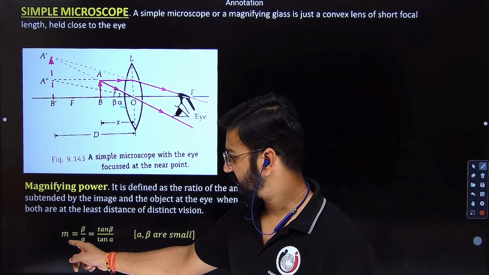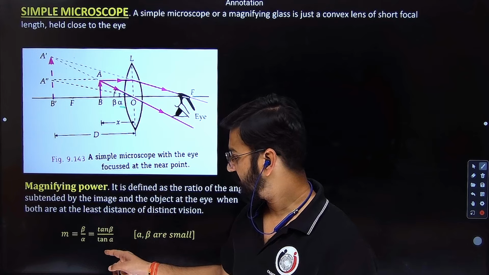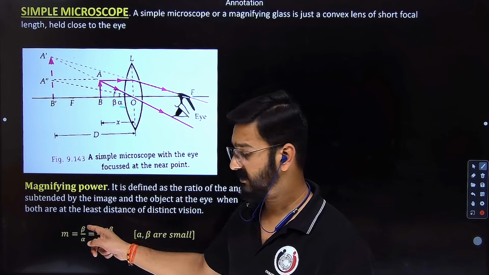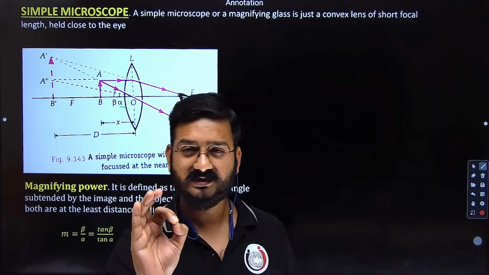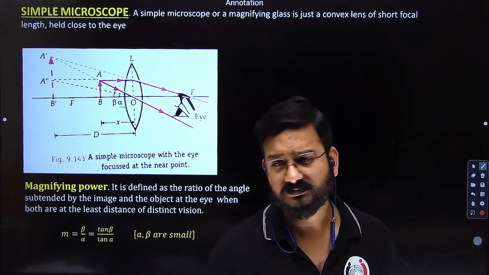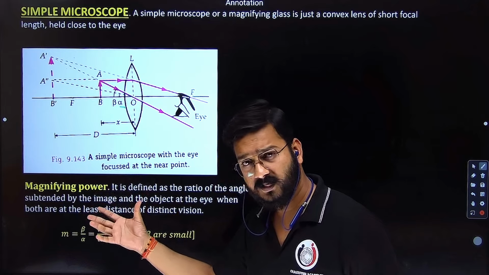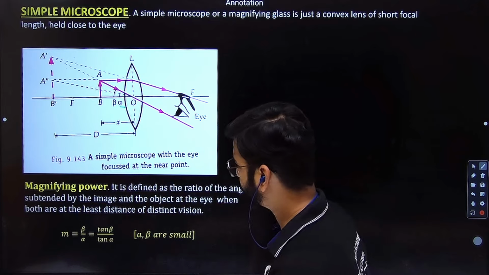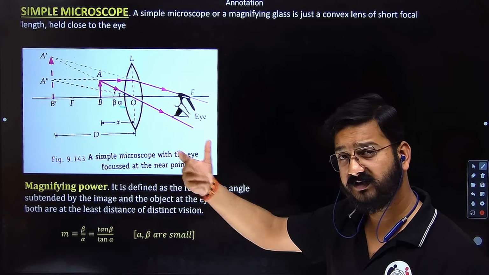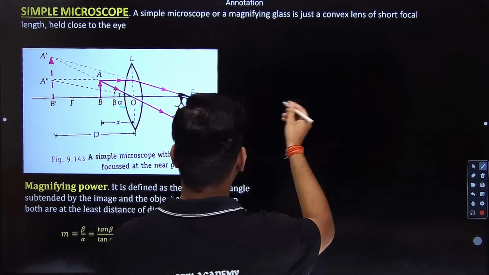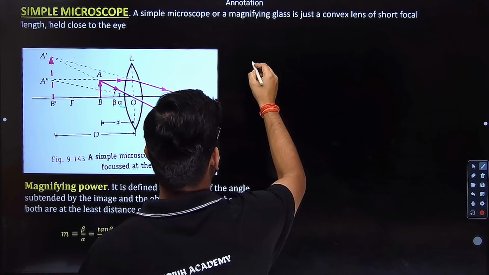So what is the definition of magnifying power? Tan beta by tan alpha, or you can say the ratio of the angle formed by the image and object when both of them are present at the least distance of distinct vision, which is D. So let's modify this expression. Okay, let's modify this expression. So the definition I've written, you can add the ray diagram and the definition in your notes. Let's derive it. Okay, so if you see the figure, what is tan alpha from this figure?